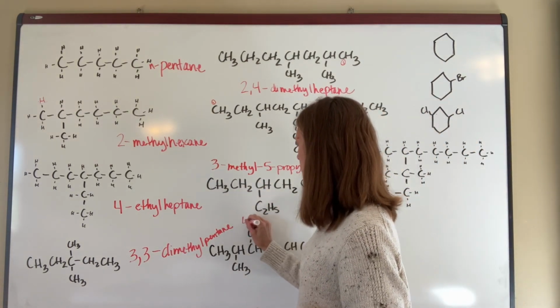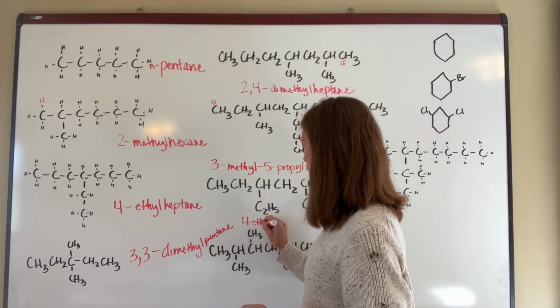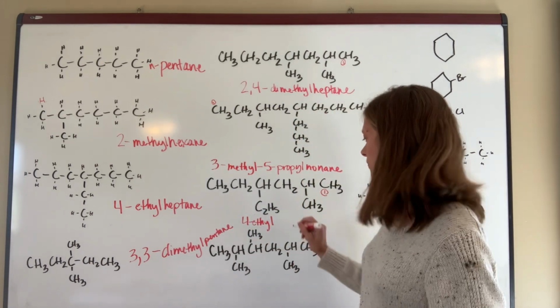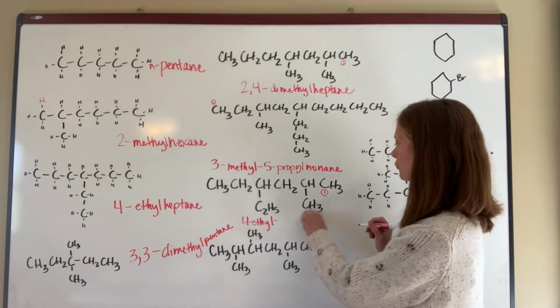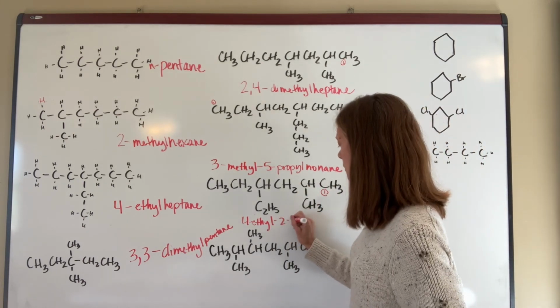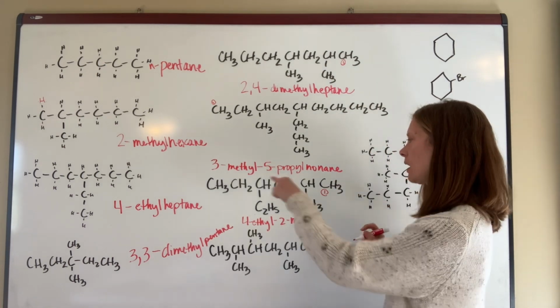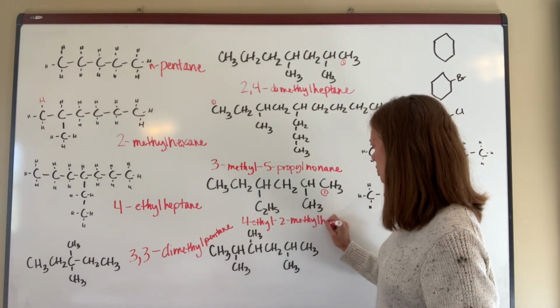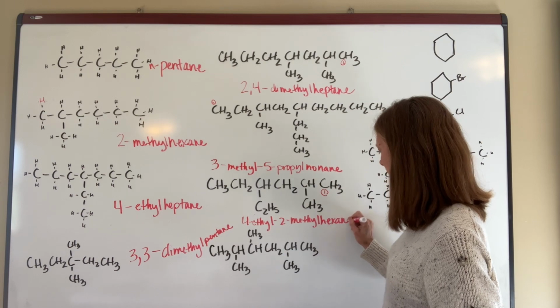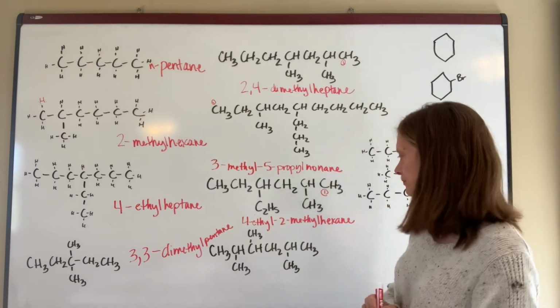So this is going to be 4-ethyl, and then a hyphen. The methyl group is hanging off the number 2 carbon, 2-methyl, and then I had 6 carbons in the main chain, so that's going to be a hexane. Okay?